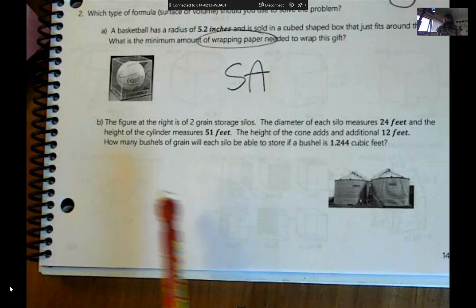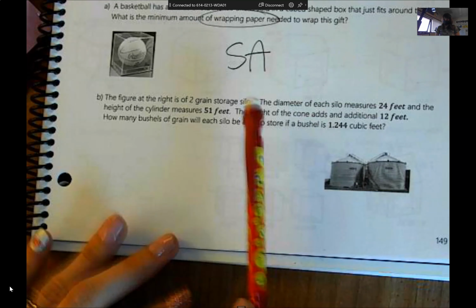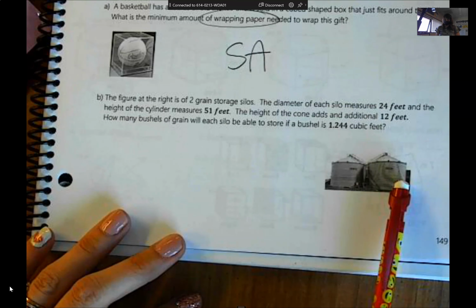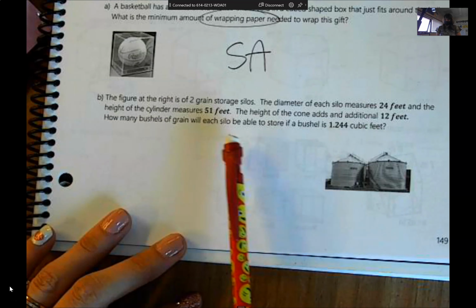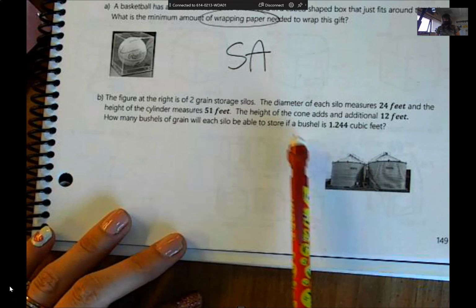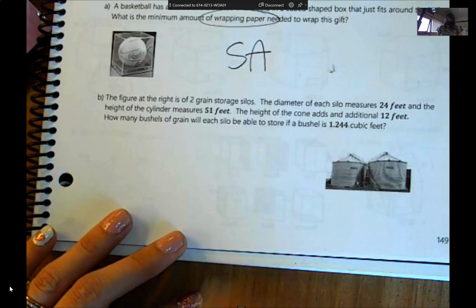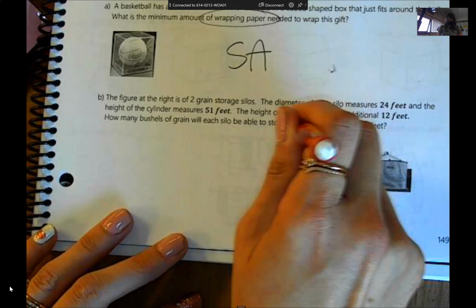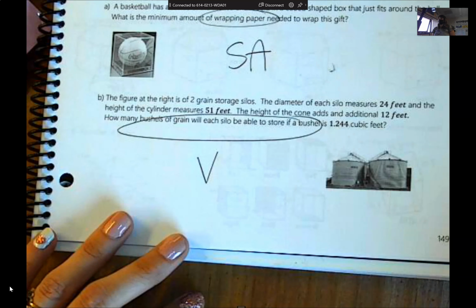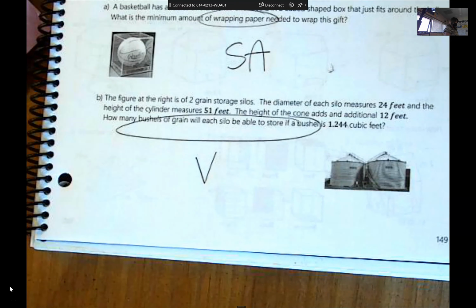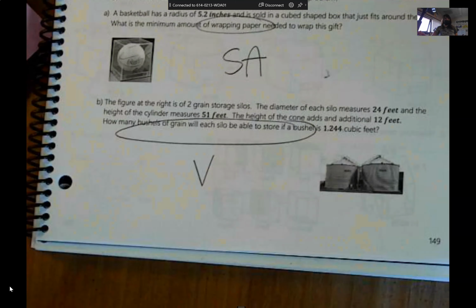Okay, B. We have 2 grain silos down here, and they give us the measurements for each grain silo. How many bushels of grain will each silo be able to store if a bushel is 1.244 cubic feet? What's this one? Volume. You're filling up your swimming pool with bushels of corn instead of water. You feel okay about that?